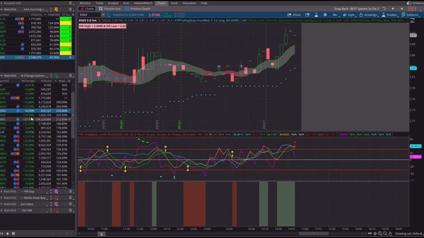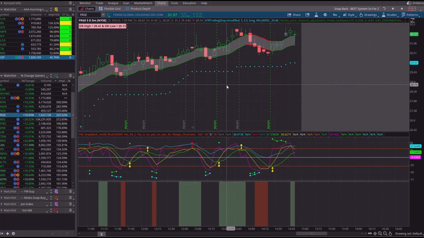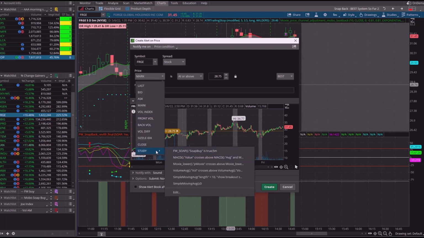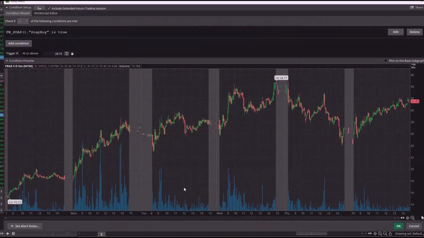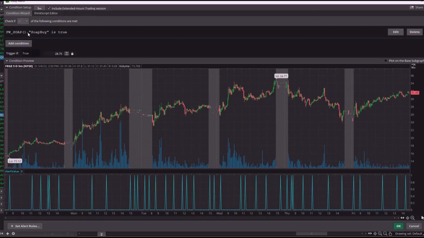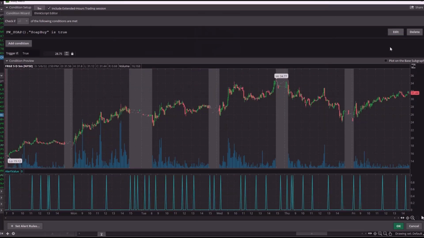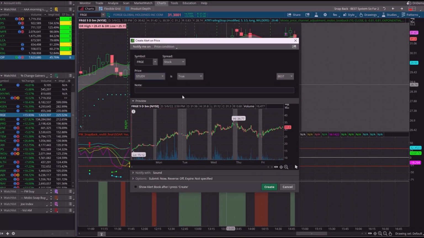So for instance, if I bring one up here, you want to right click, create alert, and what you want to do is you want to do a study. I've already got it here, but I will show you. Edit. So you want to do a study here. I've already got the FW SOAP buy is true. But if you were to edit it, you would find the FW SOAP outside lines. Again, SOAP buy is true within 1 bar. And click OK. And once you do that, that is saved in there like I have it.